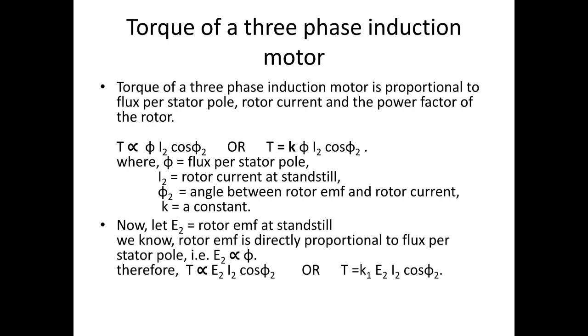So in this torque equation, E2 is proportional to phi. So again I am giving a constant here: T is equal to, I am substituting the value of E2 in the place of phi. I am removing the flux per stator pole and introducing my rotor EMF, E2. I am introducing a constant, that is K1.